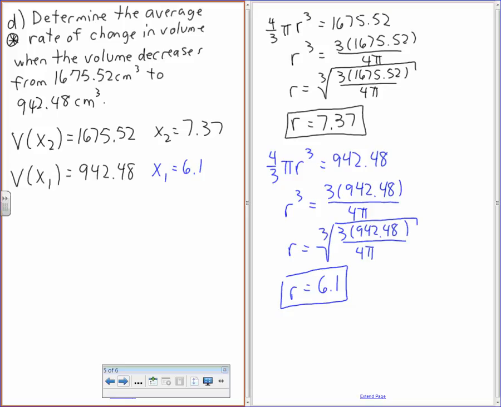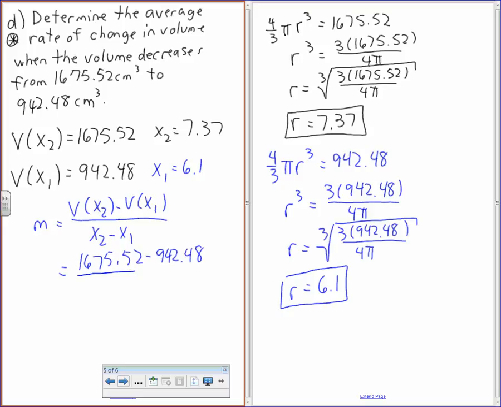So my slope then is going to be v of x2 minus v of x1 all over x2 minus x1, which equals 1675.52 minus 942.48 all over 7.37 minus 6.1. Alana, tell me again, what do you get for an answer for that, please? 577.2.